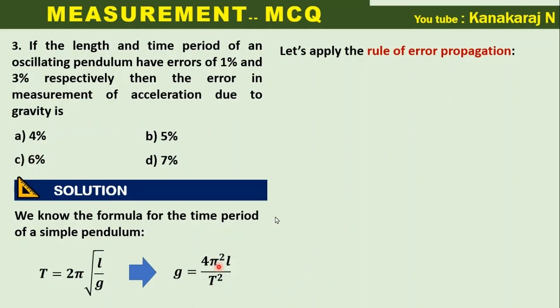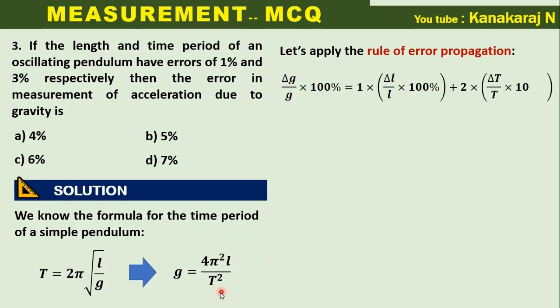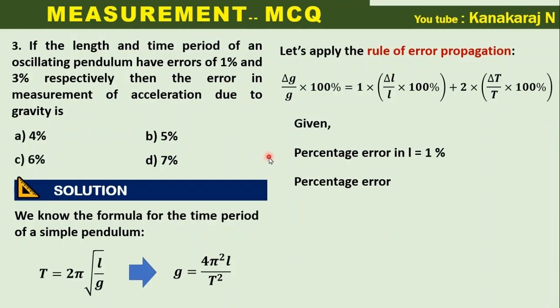So we get delta g upon g multiplied by 100% equals: L has power 1, so 1 times delta L divided by L multiplied by 100%. The T has a square, its power is 2, so 2 times delta T divided by T multiplied by 100%. Given the percentage error in length is 1%, that is given in the problem. Similarly, the percentage error in time period is 3%. It's also given in the problem.